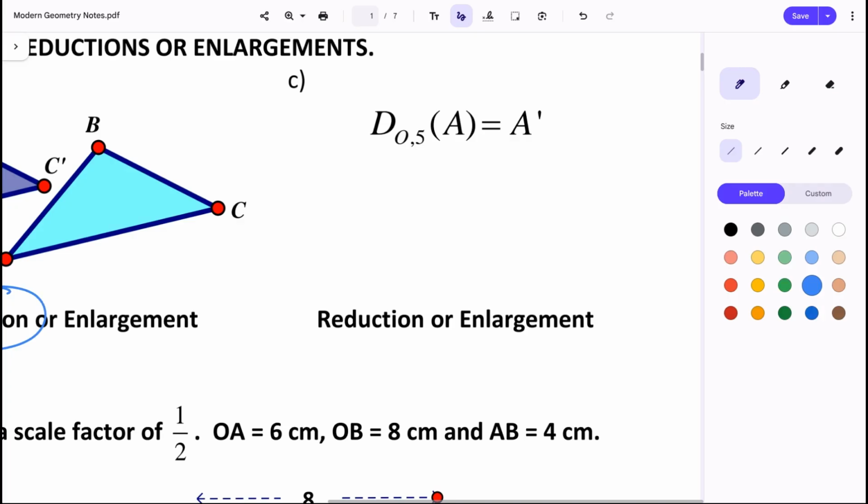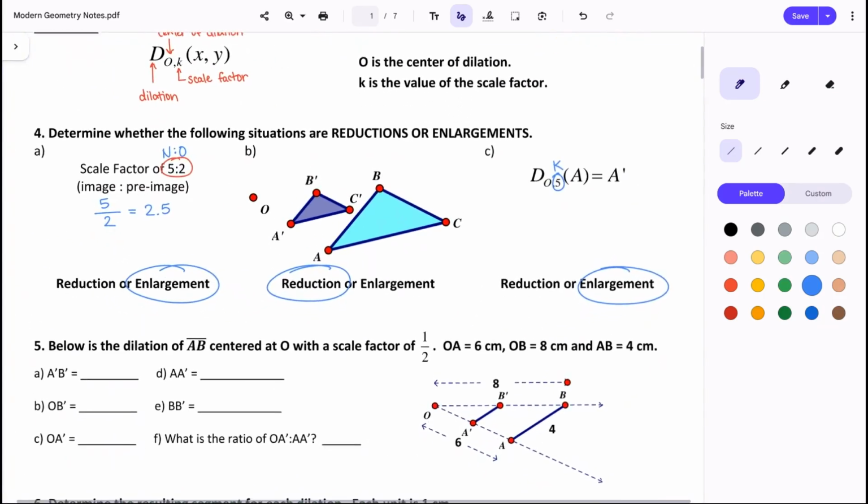Did it get bigger or smaller? How do you know, Aaliyah? The scale factor is 5. This number right here tells us what's going on. That's greater than 1. So yes, it would be an enlargement. Very good. All right, do we have any questions on those first 3?